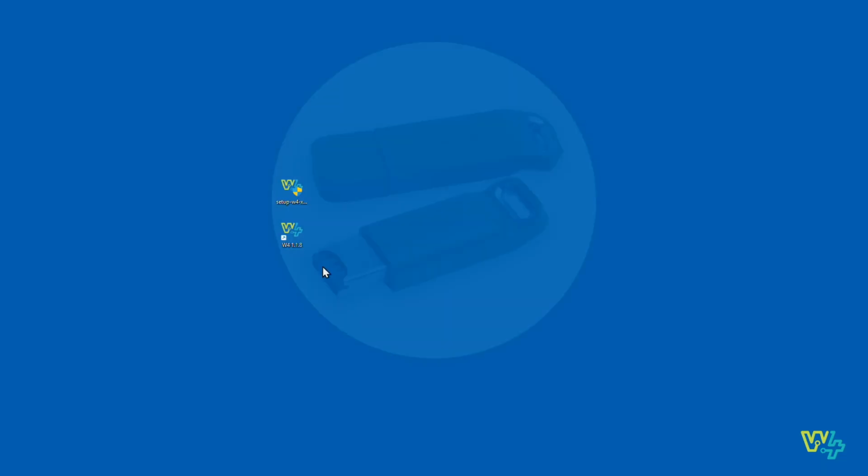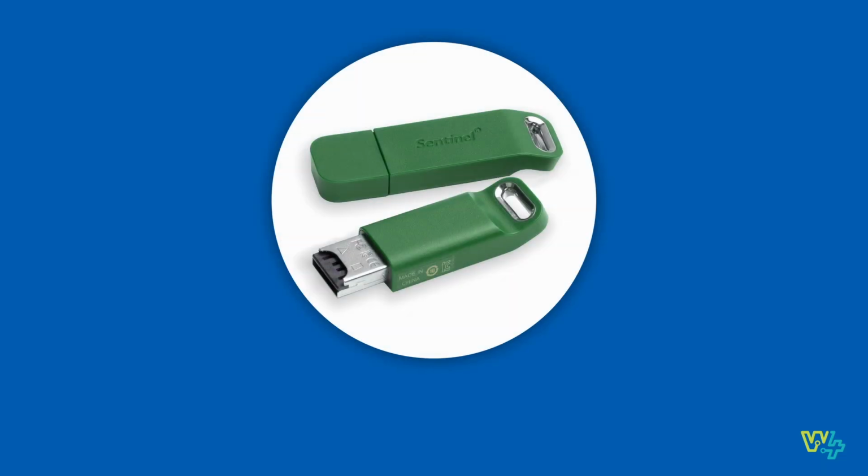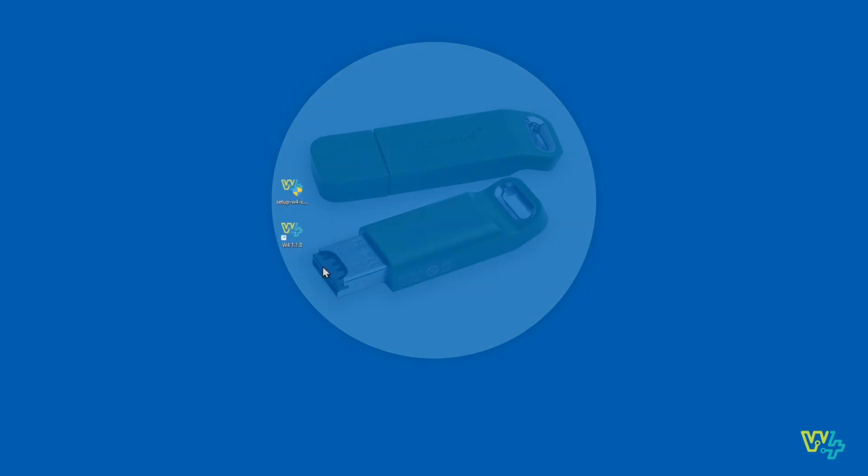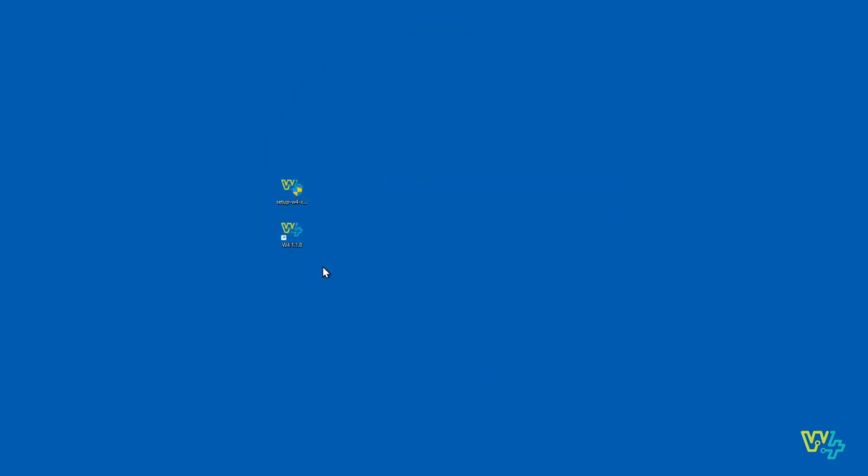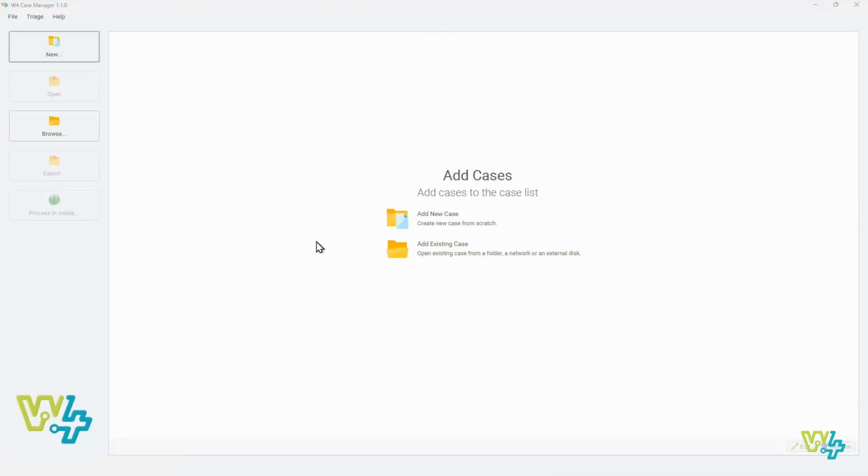Note that W4 uses a hardware dongle to hold the license for the product, similar to some other Intella products. Ensure you plug the dongle into your system before running W4. After installation and plugging in the dongle, launch W4 from the desktop icon. When W4 launches, the Case Manager appears. From here, you have a few options.